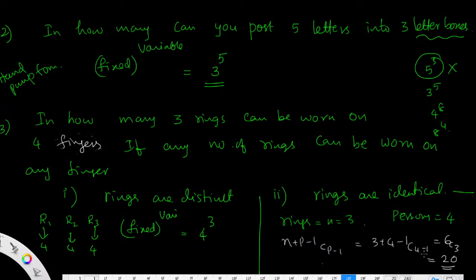When identical things are distributed among persons, that is Becker's formula. But here the rings are distinct, and distinct means all are different. So it can be done by using the hand pump formula, which means fixed to variable. Don't give the answer as 3 power 4. What is fixed? Fingers are fixed. So 4 power 3. Don't get confused on this one. Fingers are fixed means 4 to the power of 3, not 3 power 4. Options will be given, but you can apply the hand pump formula. If rings are identical, go to Becker's formula. Okay.